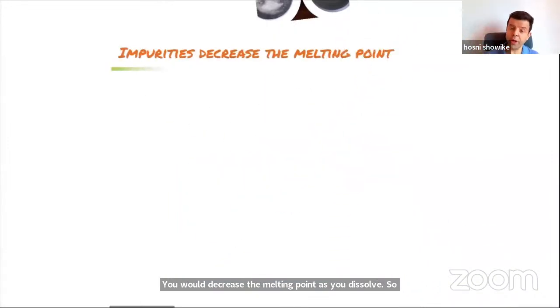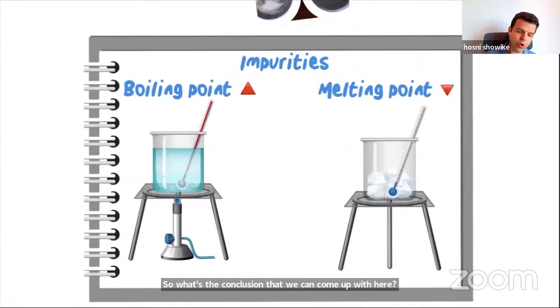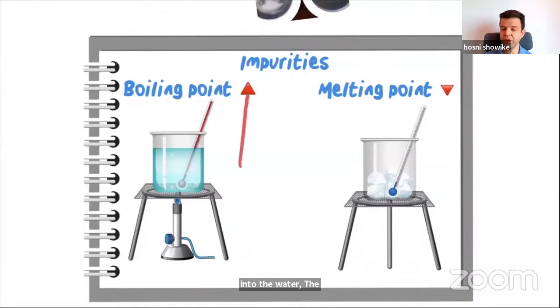So what's the conclusion that we can come up with here? The conclusion is like this. Anytime you put impurities into the water, the boiling point increases and the melting point decreases. So the melting and boiling points will no longer be sharp, fixed points. Okay? Is this clear? Is there any question?